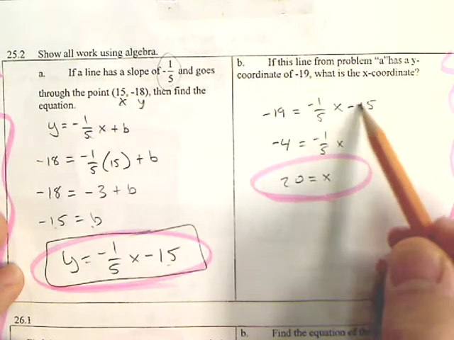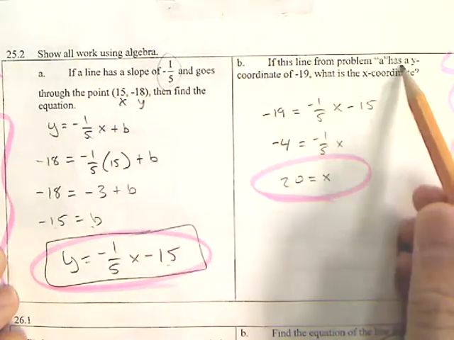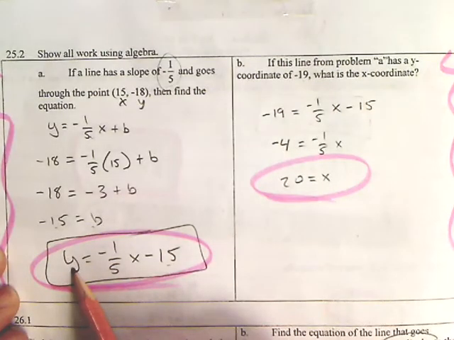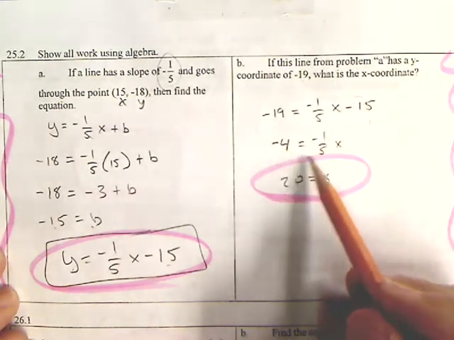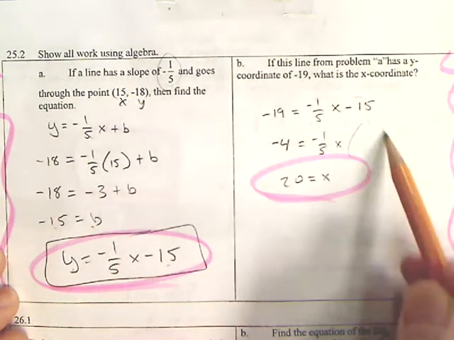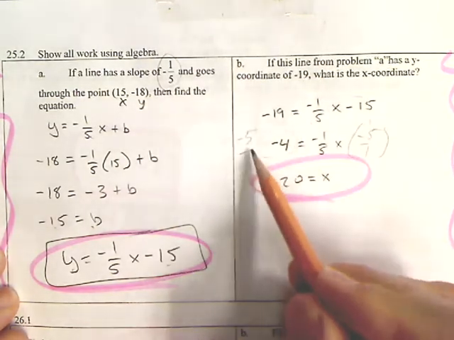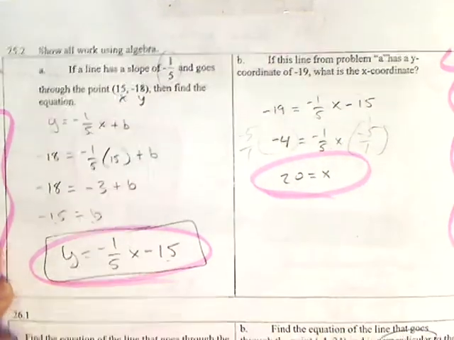Then I'm using my equation from A. The y coordinate is negative 19, so negative 19, and then I just solve. Add 15 to both sides, multiply by the reciprocal, which is negative 5 over 1, multiply by negative 5 over 1, and that's how I get my 20. The x value would be 20.